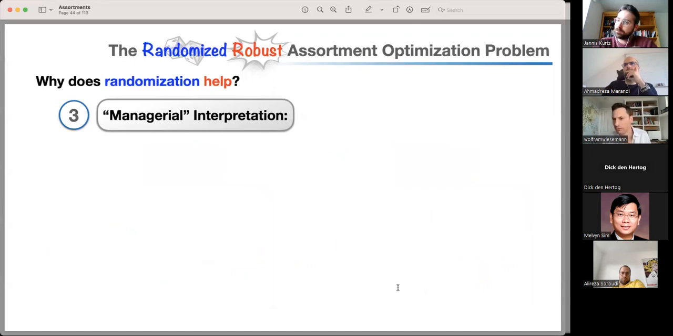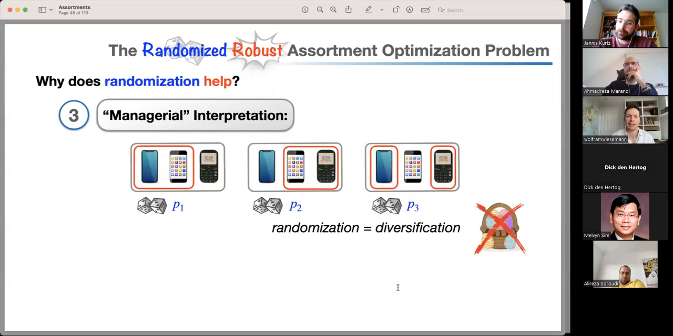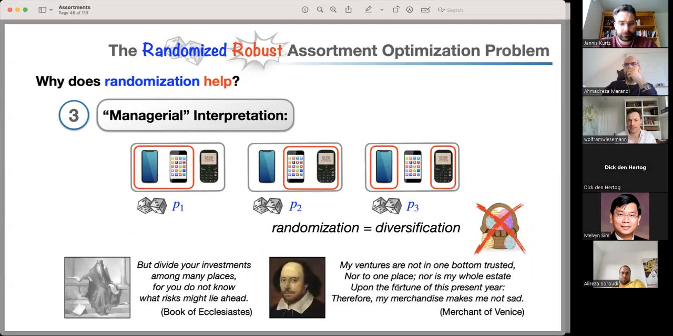The third interpretation, finally, is a managerial one, and that is that we can think of randomization as a diversification strategy, as basically not putting all our eggs into one basket. And the financial literature teaches us for a long time that this tends to be a good idea.